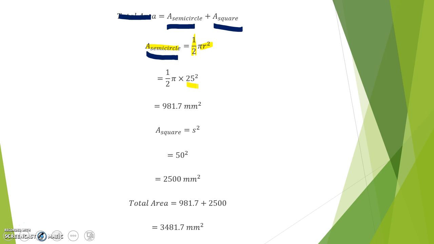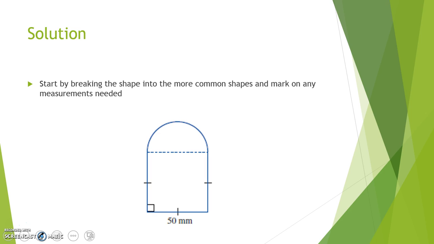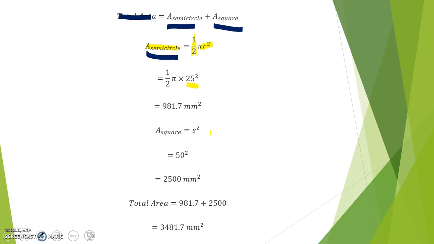If we go back, we'll see that. The diameter is all the way across, so d equals 50. So our radius is what we need to use, is half of that. So we substitute 25 in. Calculate that, we get 981.7, and it's millimeters square.